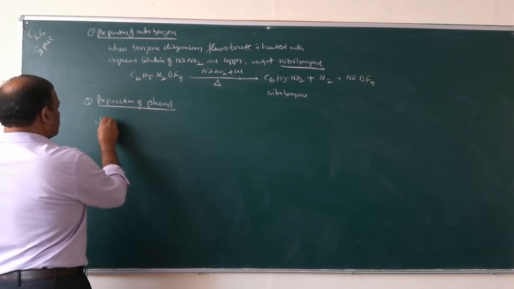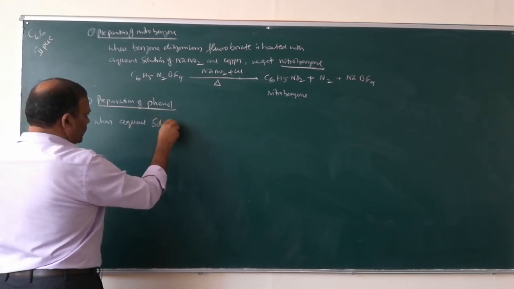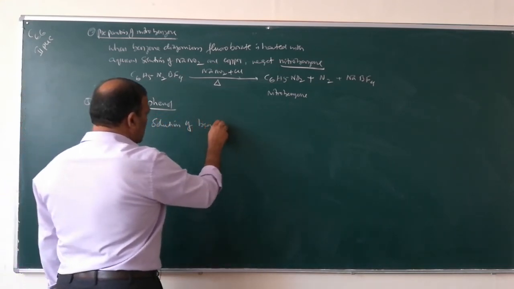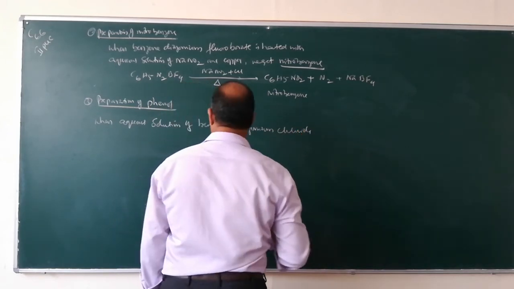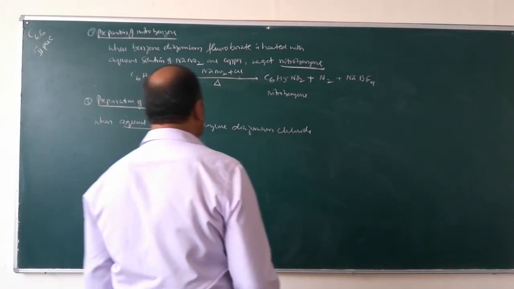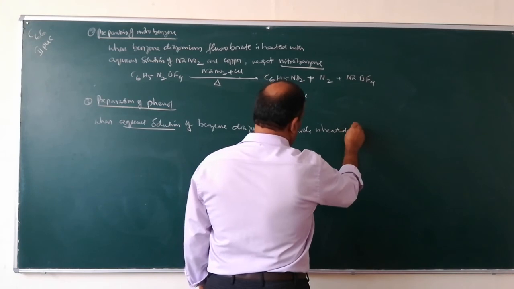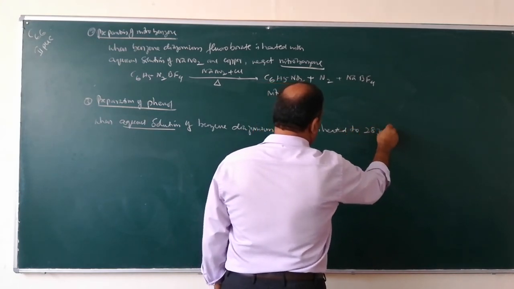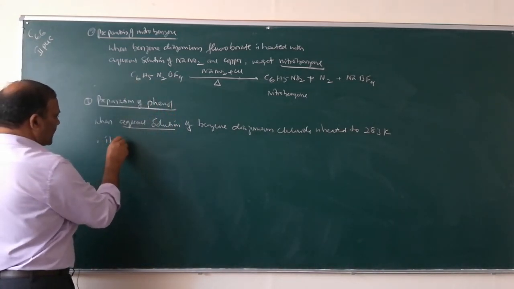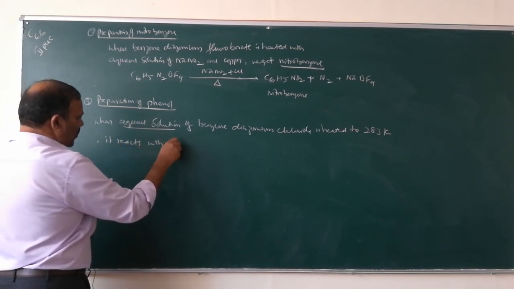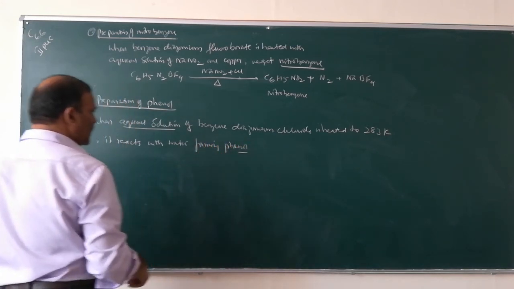So when aqueous solution of benzene diazonium chloride, aqueous solution means solution of benzene diazonium chloride in water, is heated to 283 Kelvin, it reacts with water, forming phenol.